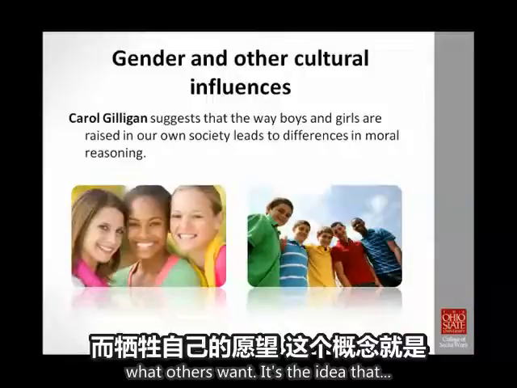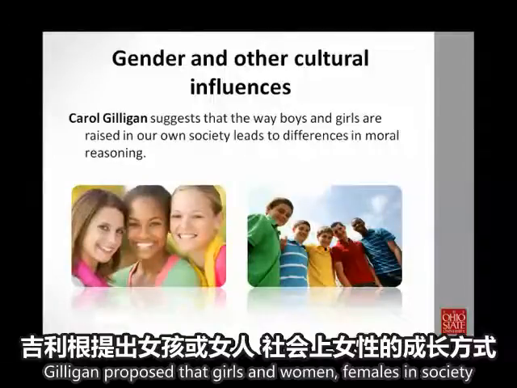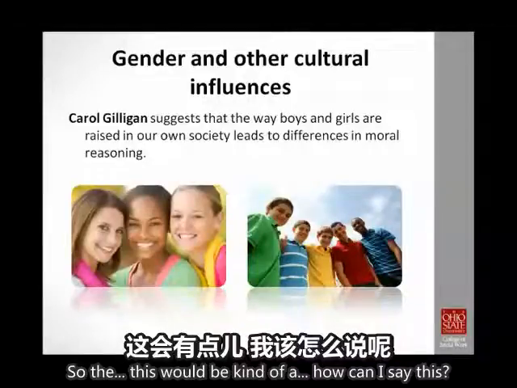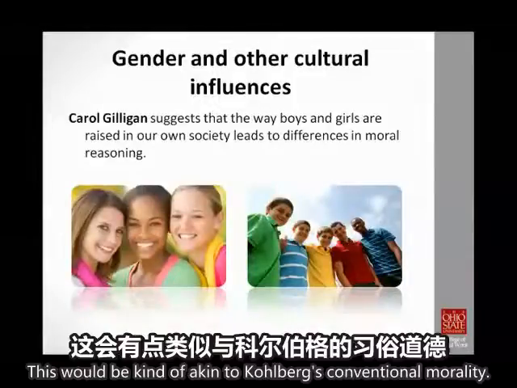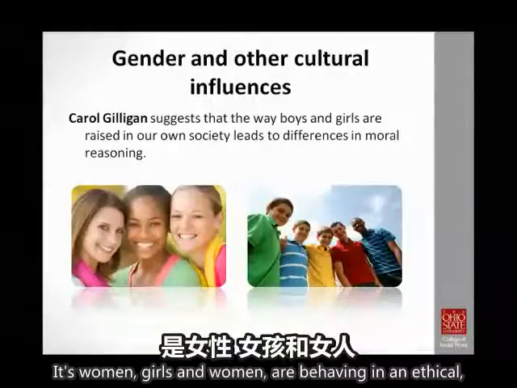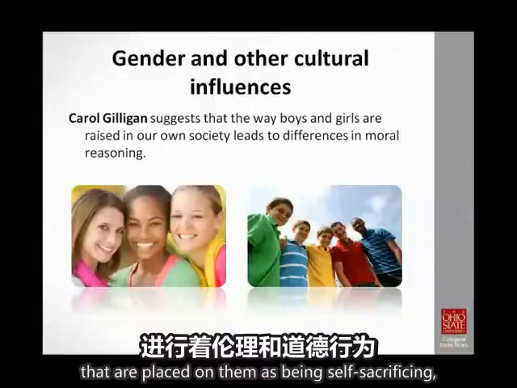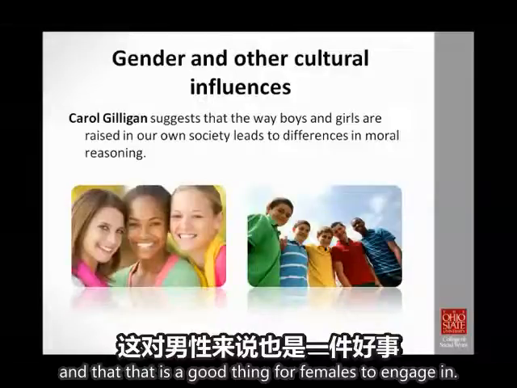It's the idea that Gilligan proposed that girls and women, females in society, are raised in such a way to be self-sacrificing. This would be akin to Kohlberg's conventional morality. Girls and women are behaving in an ethical, moral way based on the conventions, the gender norms that are placed on them as being self-sacrificing, and that is a good thing for females to engage in.